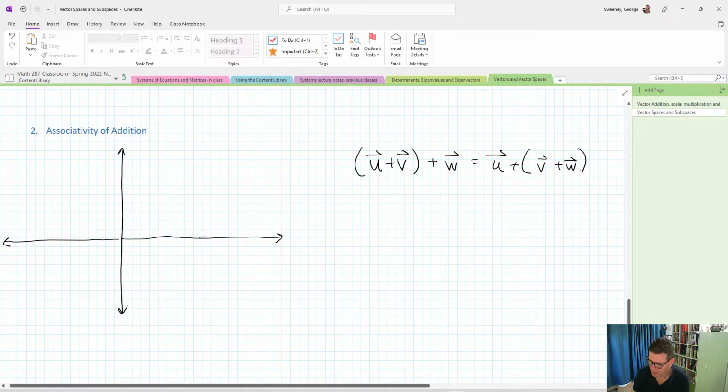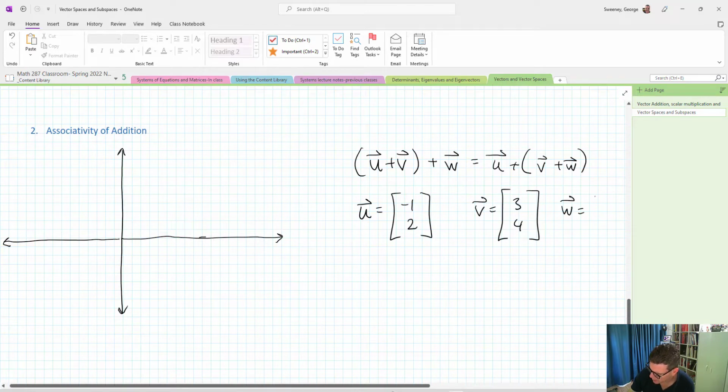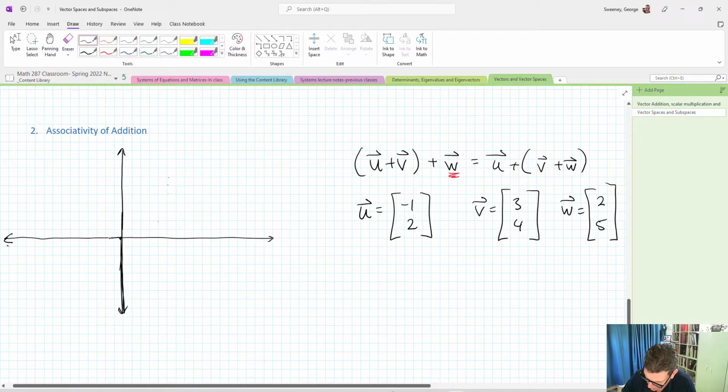So let's say, for example, we take U equal to (-1, 2), V equal to (3, 4), and W equal to (2, 5). So U is (-1, 2), so that's this vector right here. And we're going to add to it V, so that's going to be over 3 and up 4.